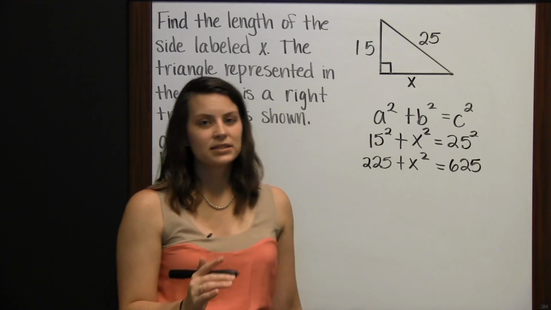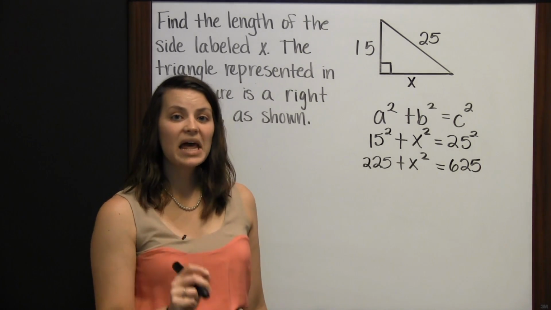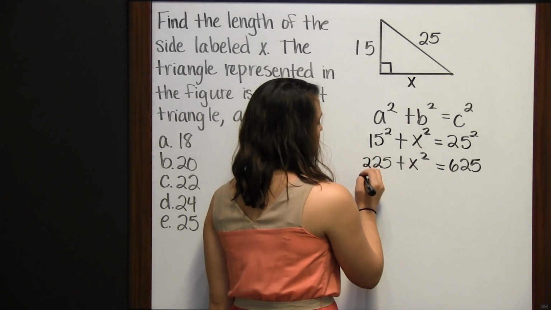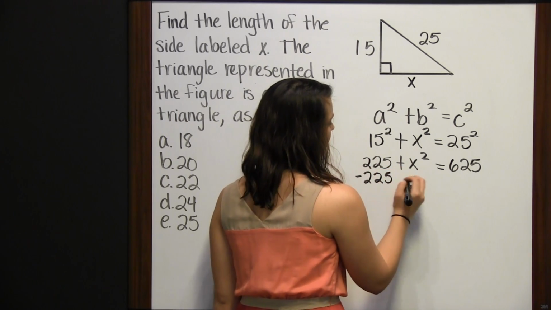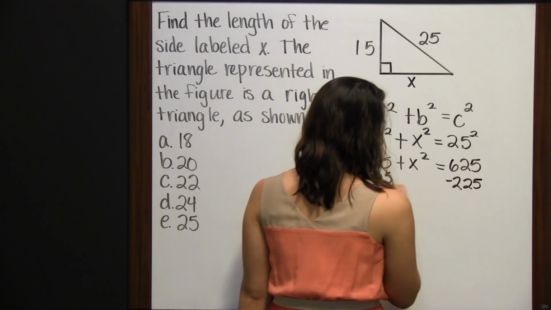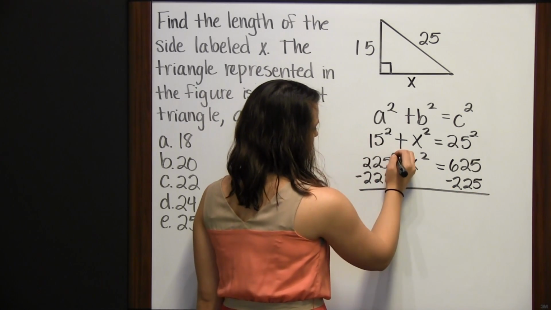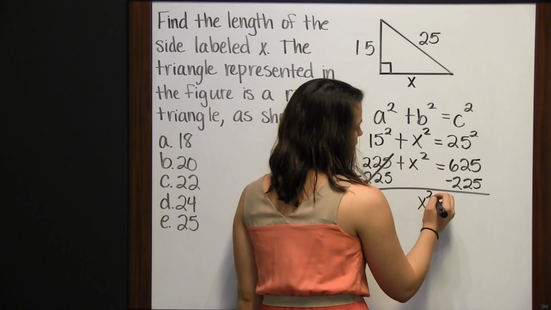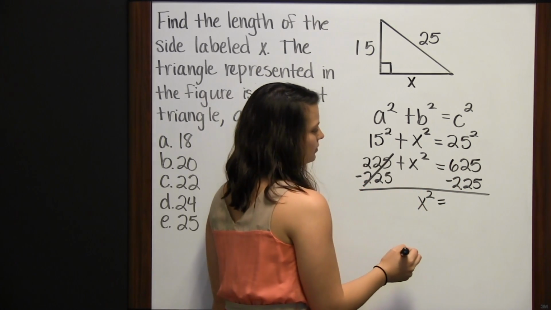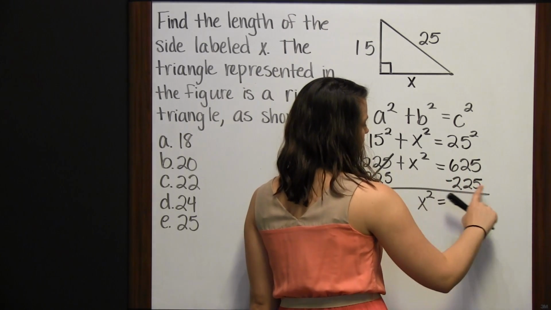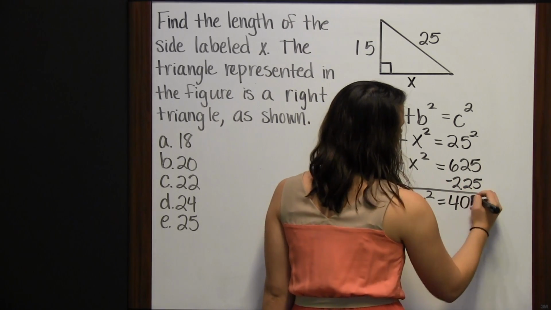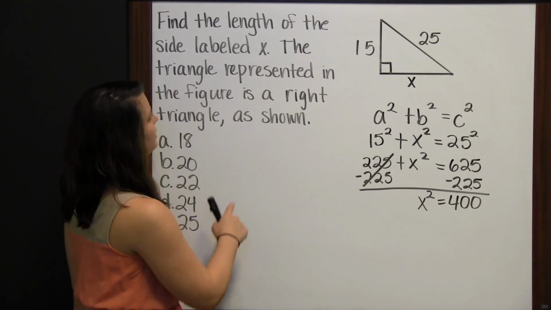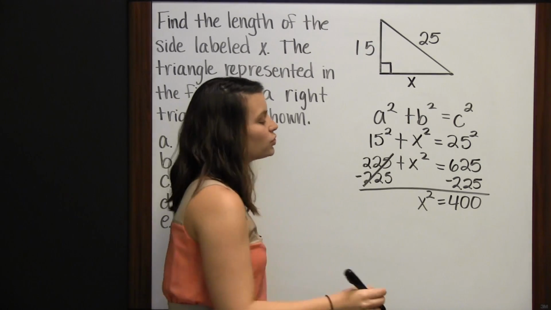Now we're trying to find what x is, which means we need to get x alone. To do that, the first thing we need to do is subtract 225 from both sides. 225 minus 225 is 0. Bring down the x squared term, bring down the equal sign, and 625 minus 225 is 400. And we're almost done. Again, we're trying to find x, not x squared.